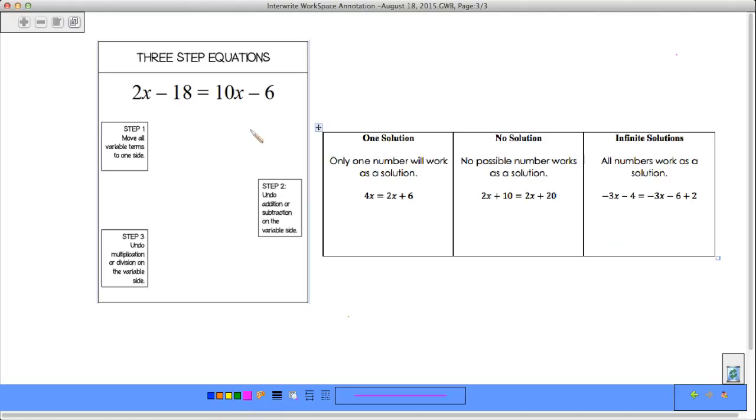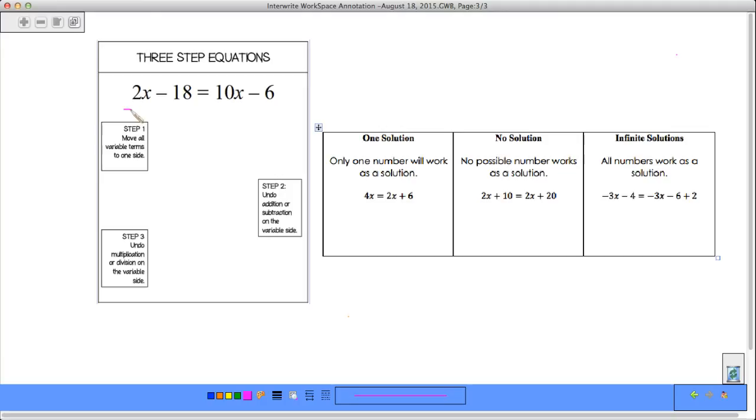Looking here, there's just one step I have to do before what we did last time. Because I have x's on both sides, I have to get them on the same side. Move all variable terms to one side. It doesn't really matter which way you move them, but because positive numbers are sometimes nicer to work with, I usually move the smaller coefficient. So looking at my x's, I have 2x and 10x. Since 2x is the smaller one, that's the one I'm going to choose to move.